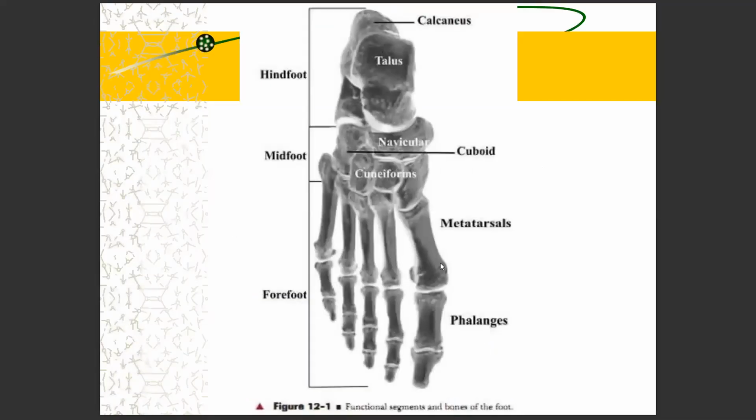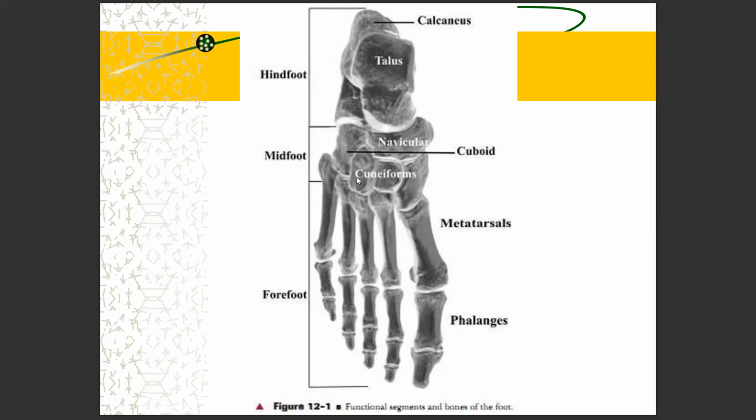So if we look at this diagram, the foot has been divided into 3 functional segments. So that is the talus, and this is the calcaneus, and the talus and calcaneus both make the hindfoot. This is the navicular, this bone is the cuboid, and these 3 cuneiforms make 5: 1, 2, 3, 4, 5. This is actually known as the midfoot.